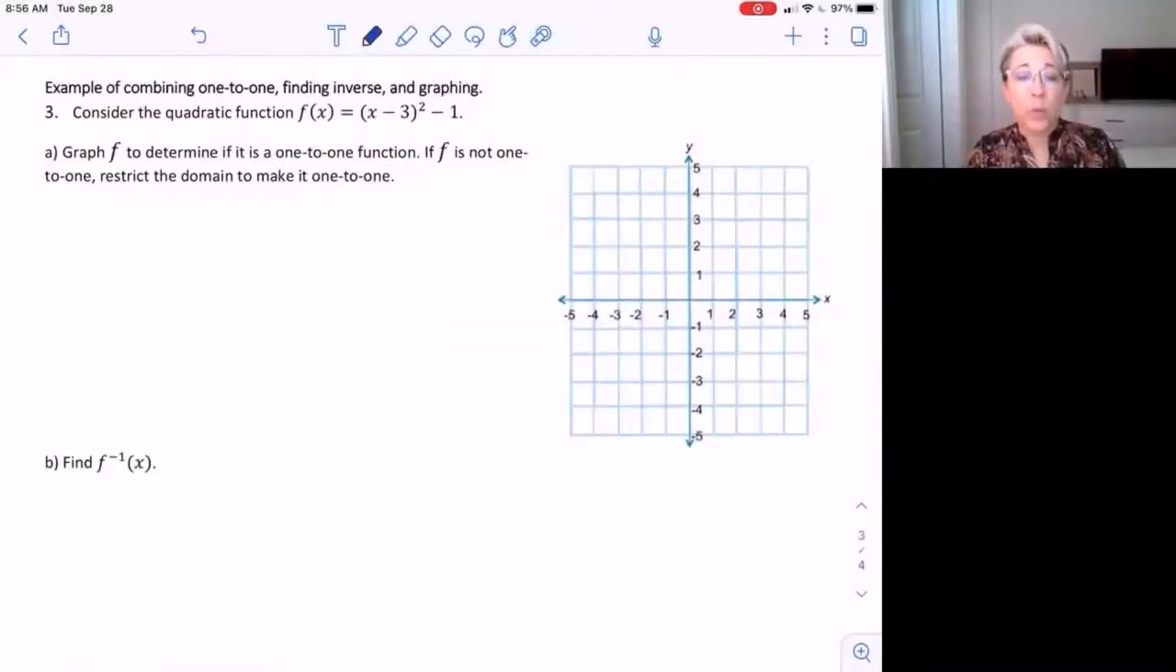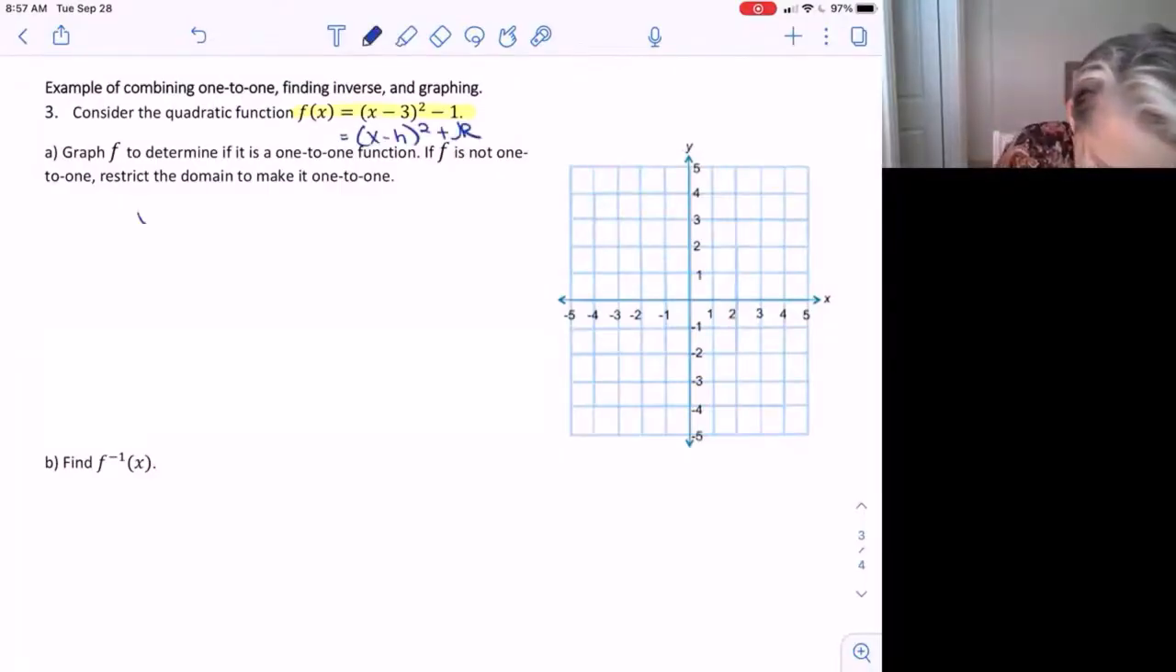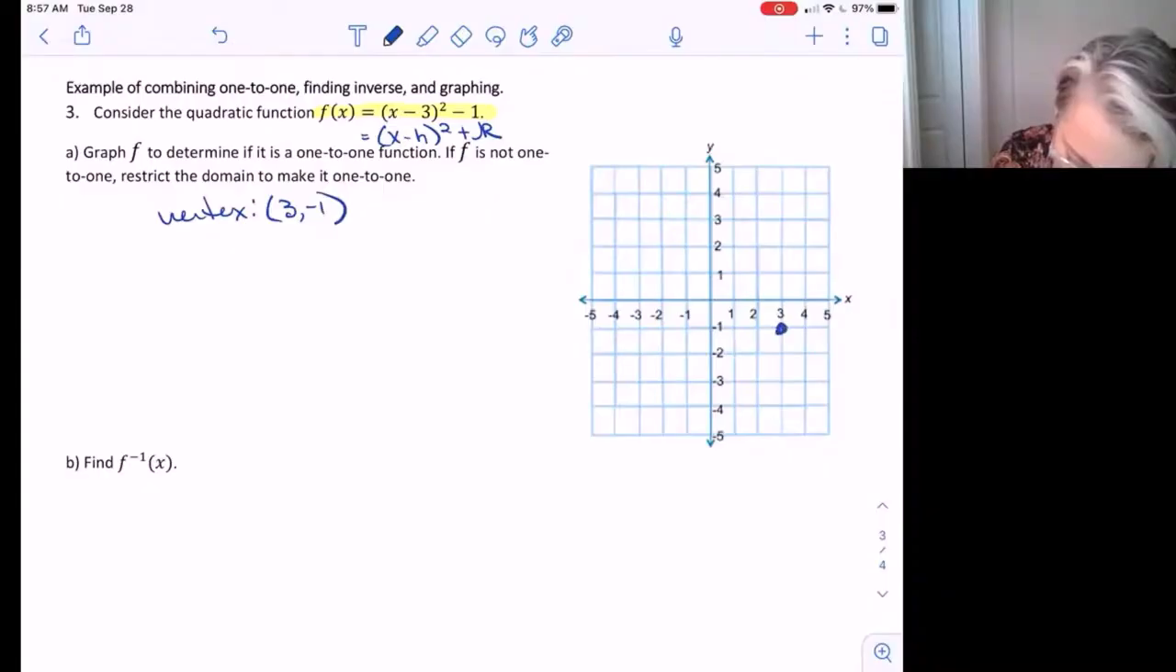In the next example, we'll be graphing to determine whether or not the function is one-to-one to begin with. And then if it's not, we'll need to restrict that domain to make it one-to-one so we can find its inverse. So let's first graph this equation here. Notice it's in vertex form with an a of 1, so there's no stretching or compressing. So that means that we have a vertex of (3, -1), so we can graph that over here, (3, -1).